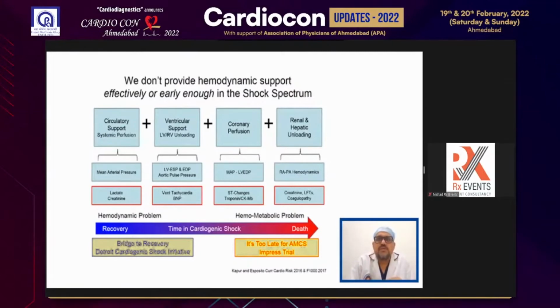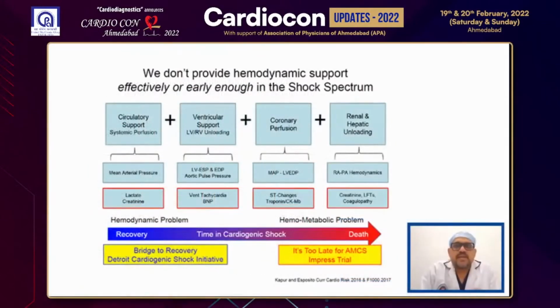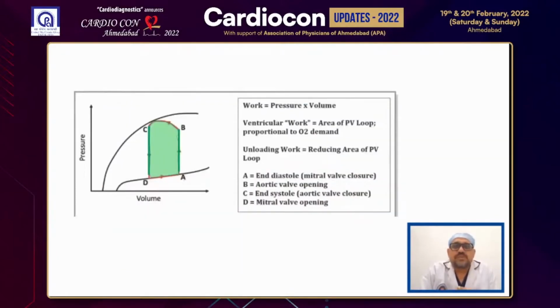And for this, we have to provide adequate circulatory support to provide systemic perfusion, adequate ventricular support by LV or RV unloading, optimum coronary blood perfusion, and adequate hepatic and renal perfusion, and this will form the basis of our discussion regarding MCS device choice. Also, the pressure volume loop will help us make the selection. It forms the basis of understanding why we choose a particular device for MCS.